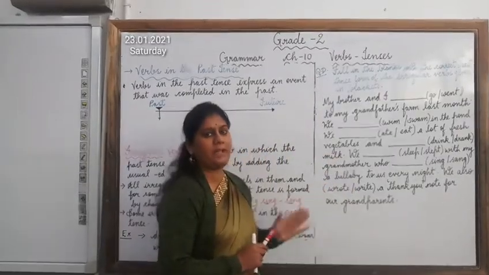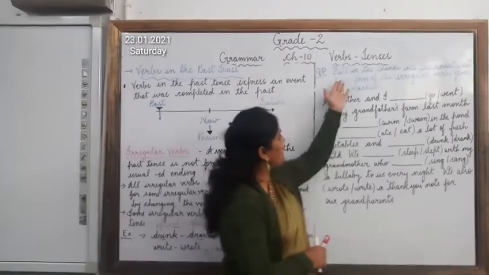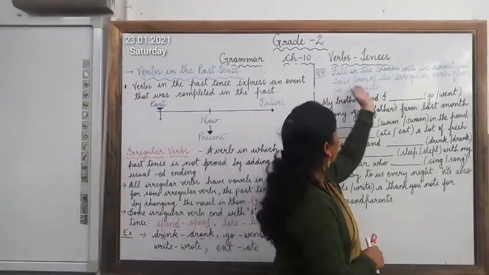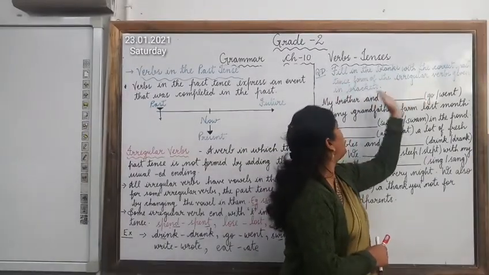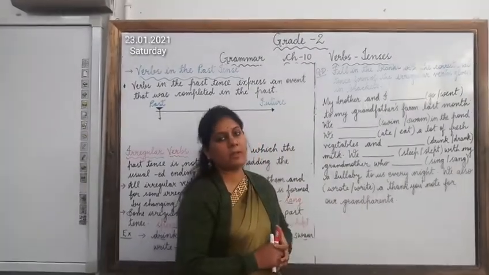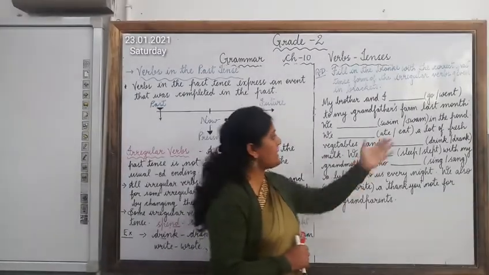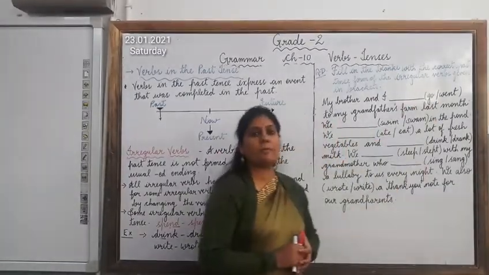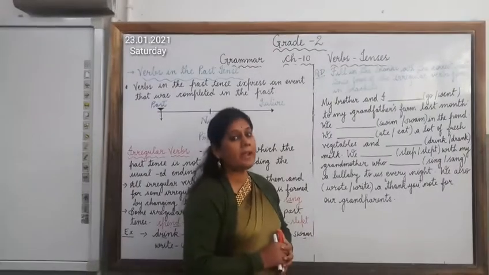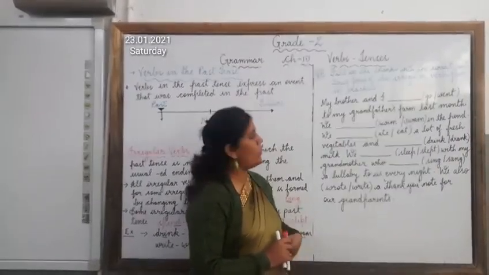It is already given in the book. Open your books. Here the question is given to you. Fill in the blanks with the correct past tense form of the irregular verbs given in the brackets. Now here in this paragraph, every blank has options. You can see in the brackets options are given to you, and you have to choose the correct past tense form of the irregular verb. Okay.